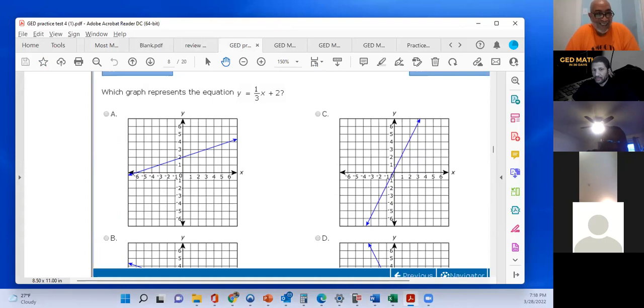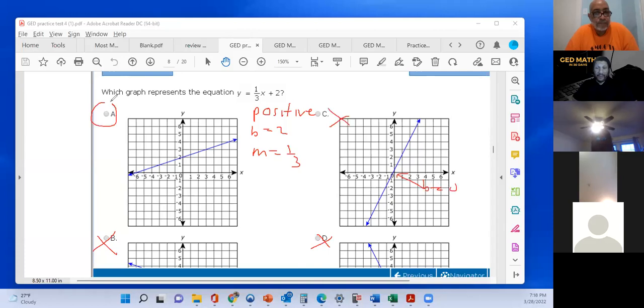It will be 1 up, 2 over, 3 over, right? Listen to what I'm saying. Watch this. We know it's positive. We know the y-intercept is 2. We know the slope is 1/3. That's a negative slope, and that y-intercept is 0, so it can't be C. Bam.